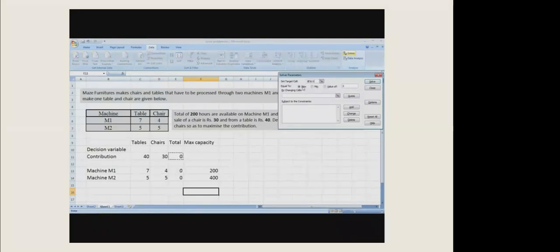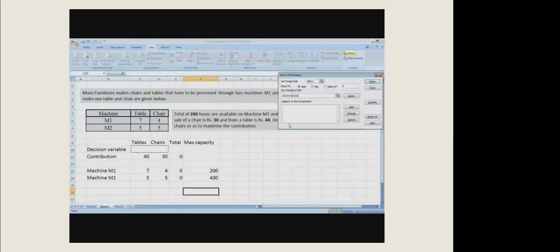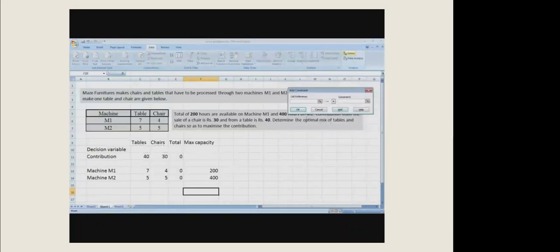We could have minimized it. Also, the changing cells are the decision variables. I can change the number of tables and chairs, and my constraints are the capacity used in M1, which has to be less than the capacity available on M1. We can change this to make it equal to, greater than, make it an integer or a binary, but we'll stick to less than. We add one more constraint. We say the capacity of M2 has to be less than or equal to capacity available.